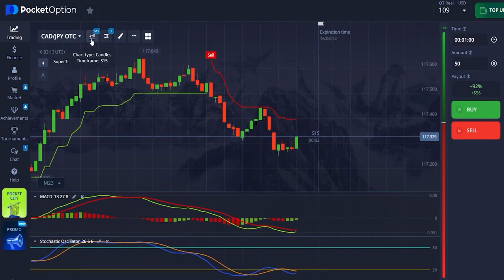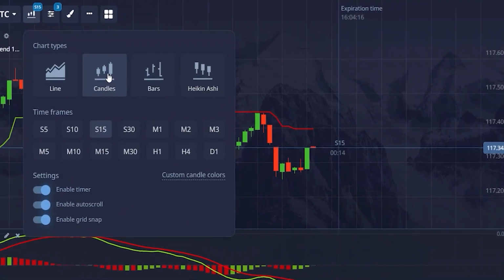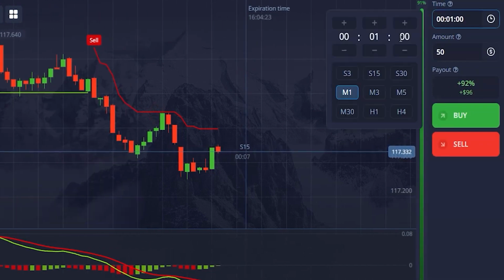So with this strategy, I'm going to be using the normal Japanese candlestick. I'm going to be setting it on 15 seconds candle time frame. I'm going to be setting my expiration time to be on 1 minute.